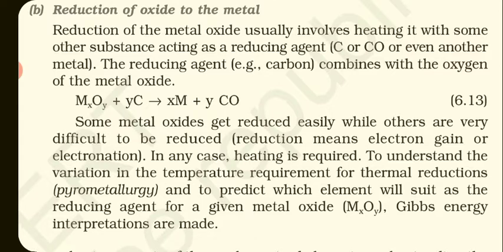Some metal oxides get reduced easily while others are very difficult to reduce. Reduction means electron gain or electronation. Gain of electron is also called electronation. In any case, heating is required. To understand the variation in the temperature requirement for thermal reduction, pyrometallurgy, and to predict which element will suit as the reducing agent for a given metal oxide, Gibbs energy interpretations are made.